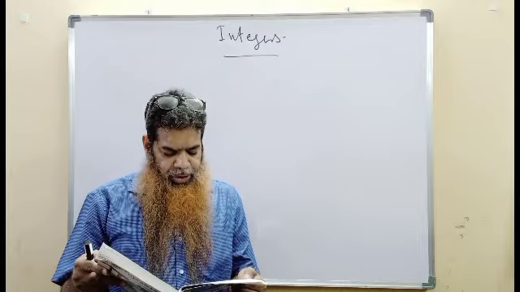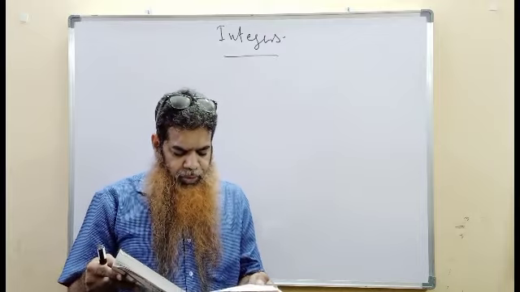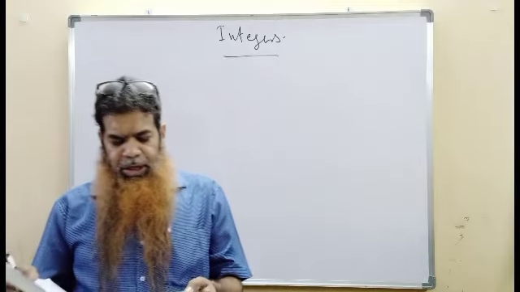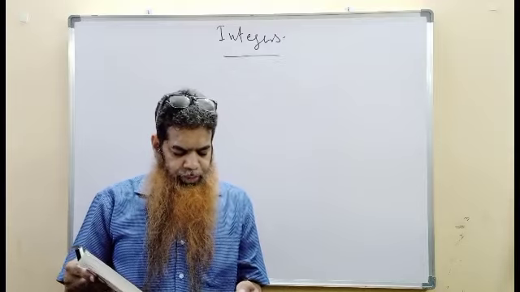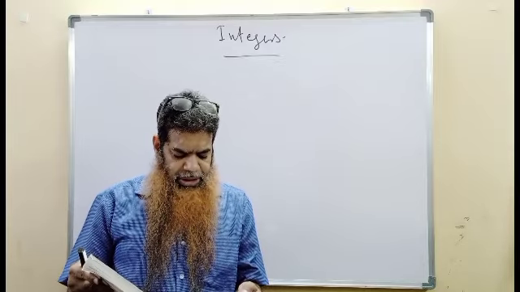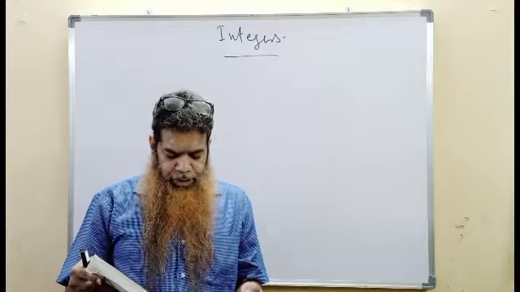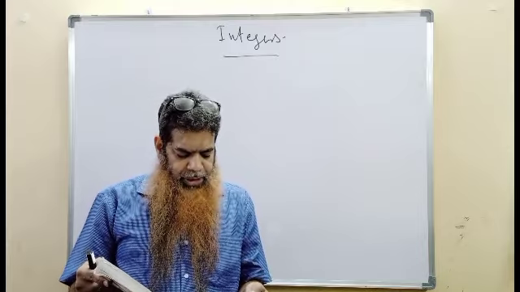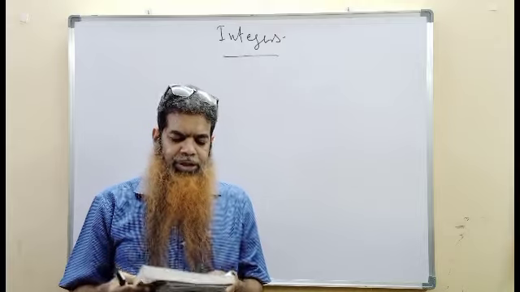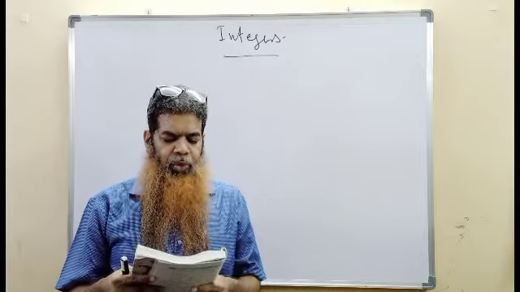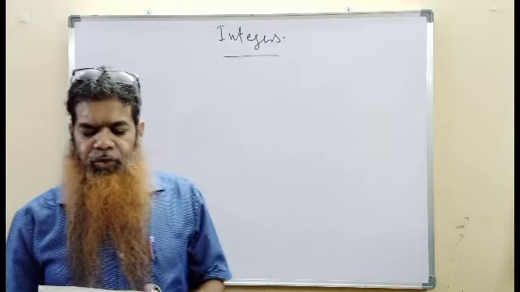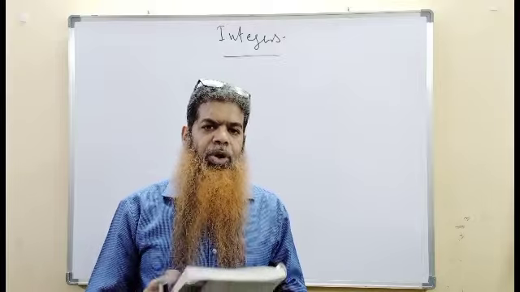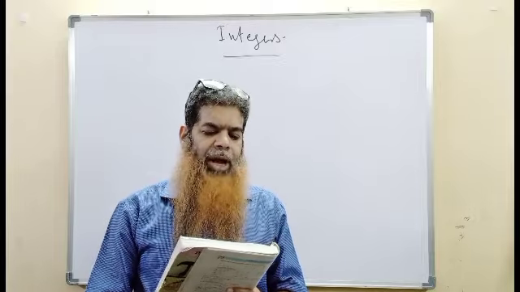Similarly, 5 into minus 4 is equal to minus 4 plus minus 4 plus minus 4 plus minus 4 plus minus 4 is equal to minus 20. On the number line, this can be seen as 0 to minus 4, minus 4 to minus 8, minus 8 to minus 12, minus 12 to minus 16, minus 16 to minus 20. Thus 5 into minus 4 means 5 jumps each of 4 steps from 0 towards left on the number line, and therefore 5 into minus 4 is equal to minus 20.